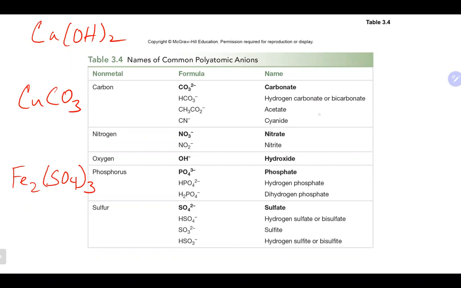And then let me give you a couple of names and you try a formula here. We'll leave the table up there so you can look at it. Let's do chromium 3 nitrate.